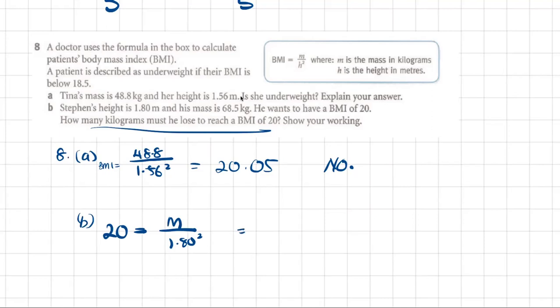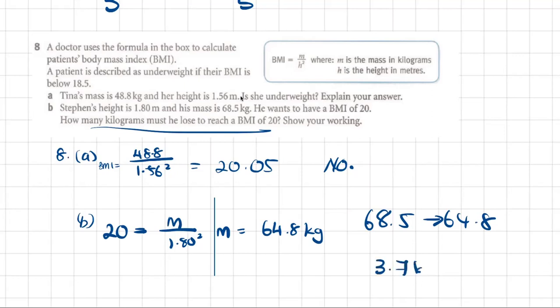Let's just calculate it. So we're going to get 1.8 squared multiplied by 20. So M is equal to 64.8 kilograms. In order to get that, you need to move from 68.5 to 64.8. What we need to do is subtract 68.5 minus this answer, so it needs to be 3.7 to reach a BMI of 20.